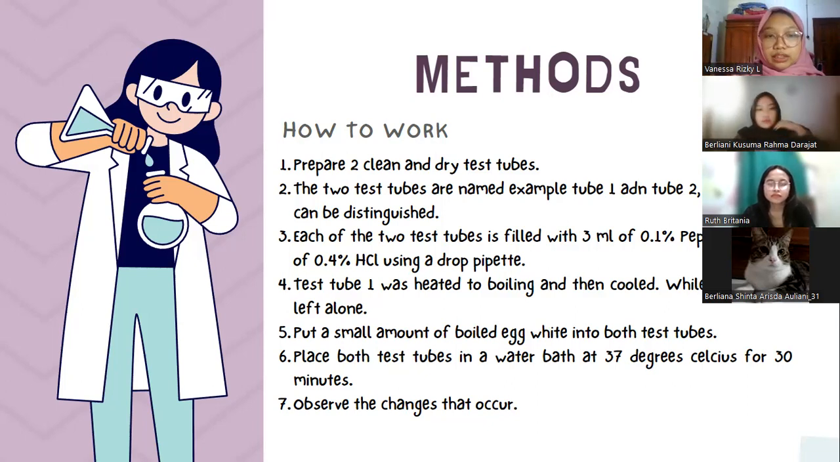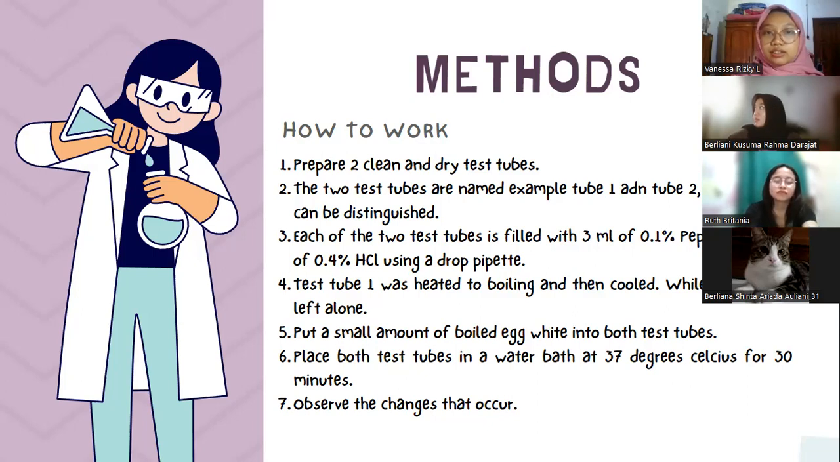Fourth step is test tube 1 was heated to boiling and then cooled, while tube 2 was left alone. Okay. Step 5, put a small amount of boiled egg white into both test tubes. And the sixth step is place both test tubes in a water bath at 37 degrees Celsius for 30 minutes.